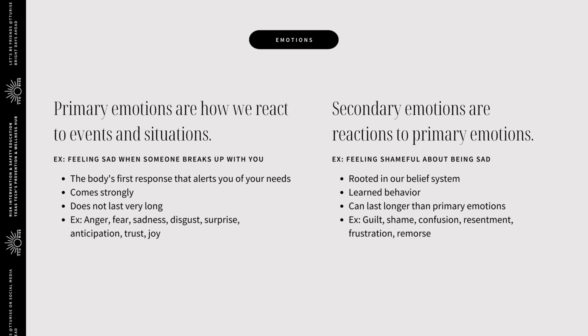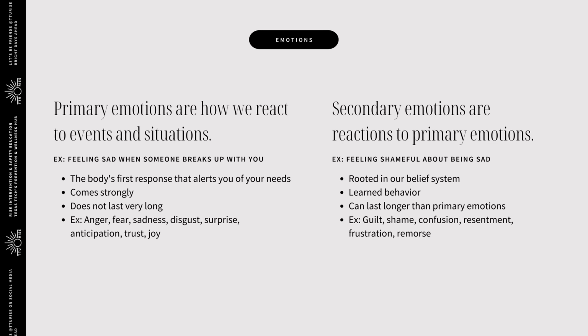On the flip side, secondary emotions are reactions to primary emotions. This might be feeling shameful about being sad. So at this point, we've already deemed sad as a bad emotion when we've already talked about how this is simply a form of communication within yourself. Secondary emotions are going to be rooted in our belief system. It's typically a learned behavior, which means that it can be unlearned. They last longer than primary emotions, and there's those ones that sit in and feel really deep. Some examples of these are guilt, shame, confusion, resentment, frustration, and remorse. All these examples that I just gave are negative, but there's positive secondary emotions as well.